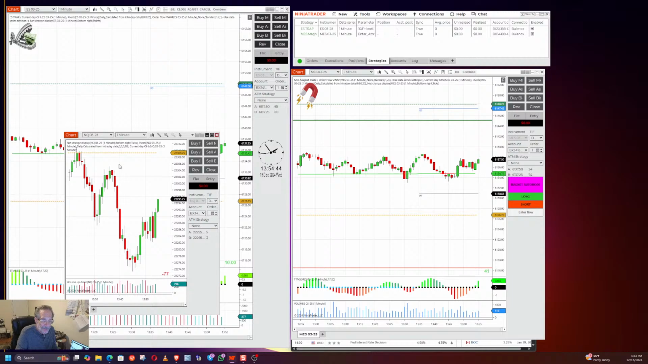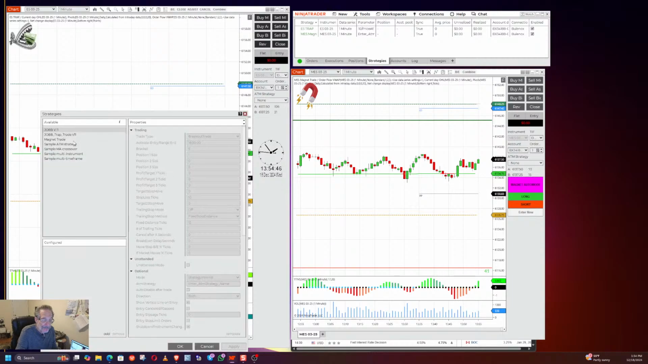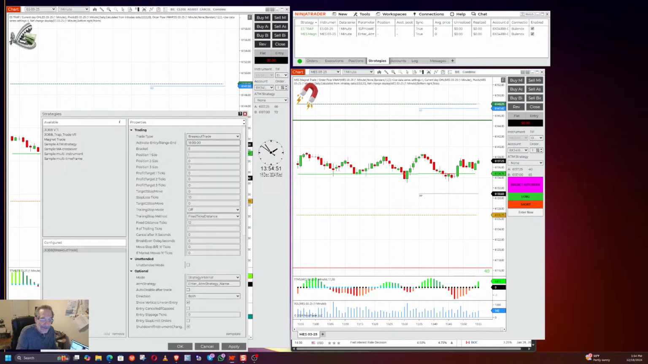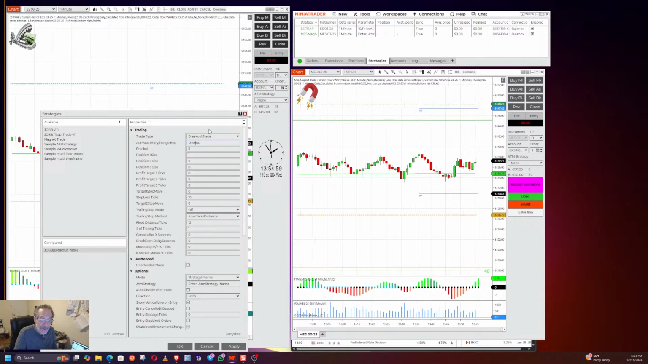NQ 0325. We had a bracket of 40, right? It was a breakout. It was 1359, 59. 5 minutes away now from the top of the hour, where we see the release of the US interest rate decision.